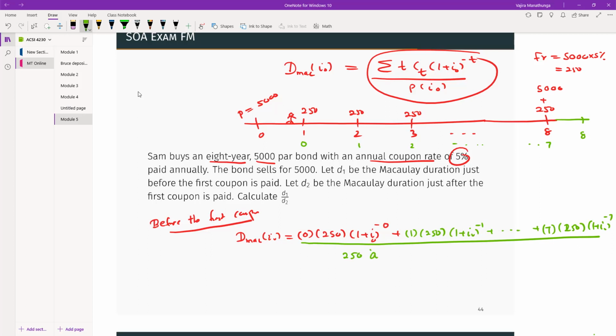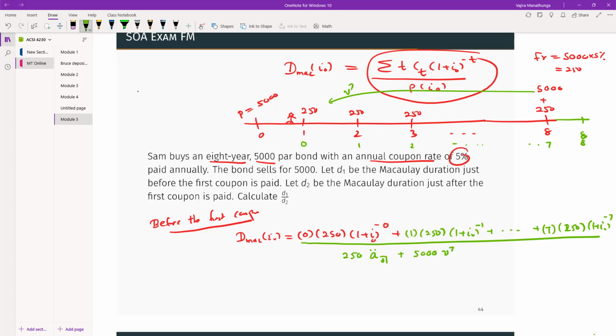So here you can see a double-dot 8 plus 5,000 v to the 7, because you have to discount the redemption by v^7.